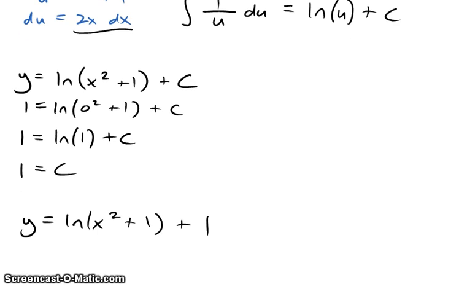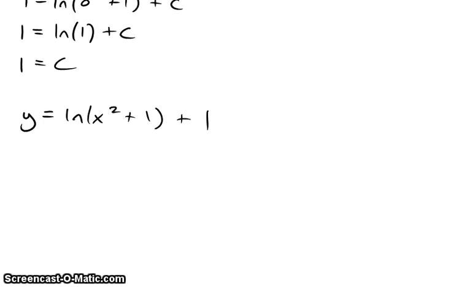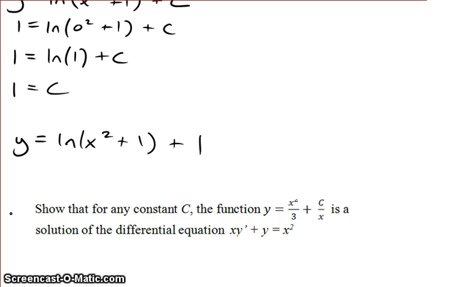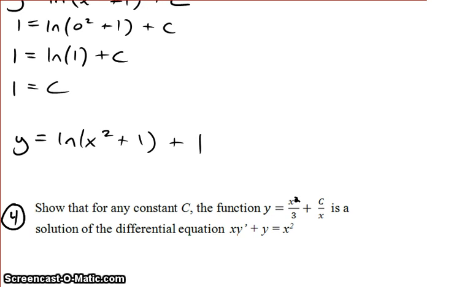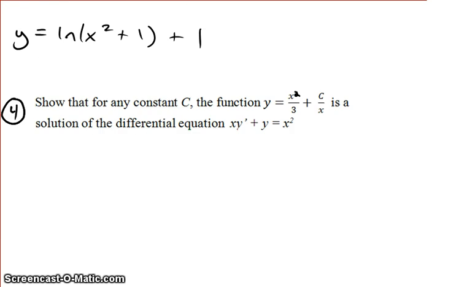Okay, I'd like to work through one more example real quick on page 411, number 4, which says this. There it is. Show that for any constant c, the function y equals x squared over 3 plus c over x is the solution of the differential equation xy prime plus y equals x squared. All right, so let's talk about what this question is asking.